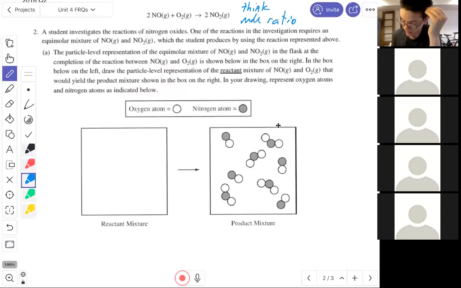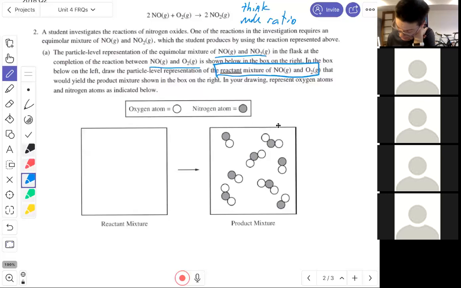One of the reactions in the investigation requires an equal molar mixture of NO and NO2. This is the particle level representation of the equal molar mixture in the flask at the completion of the reaction, shown in the box on the right. In the box on the left, draw the particle level representation of the reactant mixture that would yield the product mixture on the right. Filled in circles are nitrogens, open circles are oxygens.